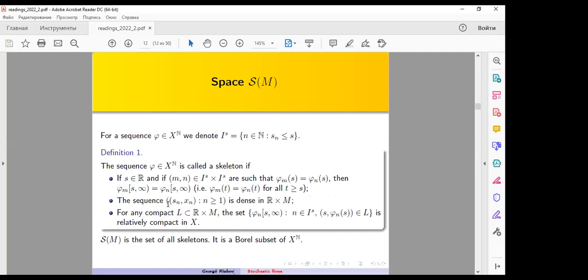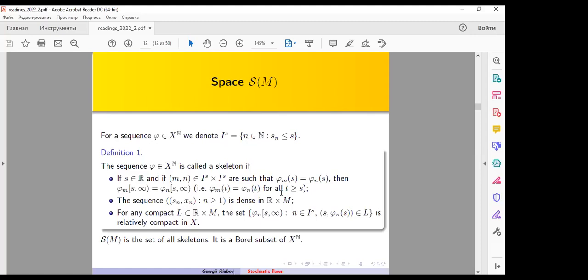Now, I will use the following notation. If I have a sequence of continuous functions, by I of s, I denote indices of functions that started before time s. A sequence phi will be called a skeleton if we have a coalescing property. This is the first one: when two trajectories meet, then they move together. Second, the sequence of starting times and starting positions is dense.